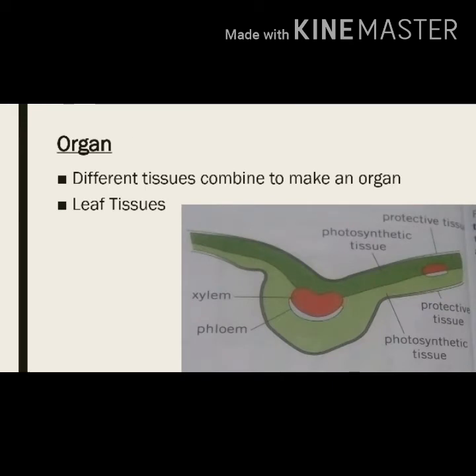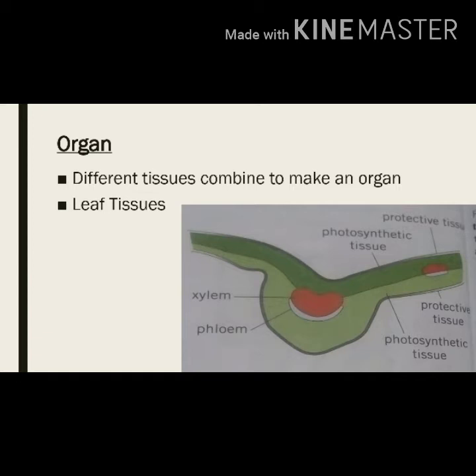Each plant tissue is specialized for a unique purpose and can be combined with other tissues to create organs like flowers and leaves. These organs together make a plant, which is an organism. An organism is something that is able to survive on its own. Here in this diagram, the tissues of leaves are shown. A leaf is a plant organ whose job is to make food by photosynthesis.